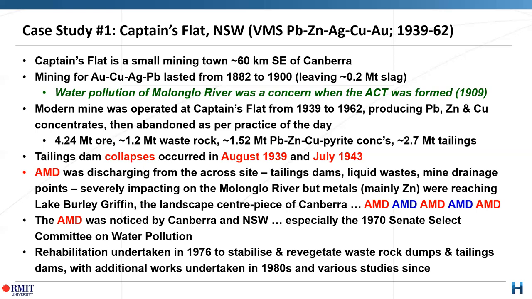And what was known is that, especially by the time you get to the late 60s, there were some studies done by scholars at the Australian National University that showed you were getting zinc all the way down into Lake Burley Griffin. And so it started to become this really contentious site about, well, what is the extent of water pollution associated with mining?